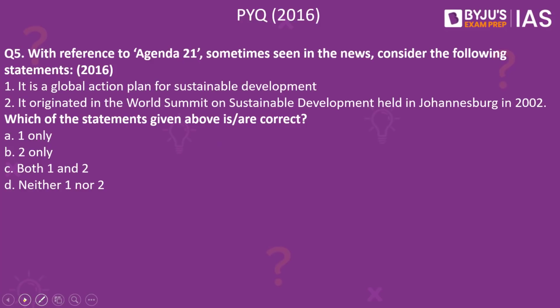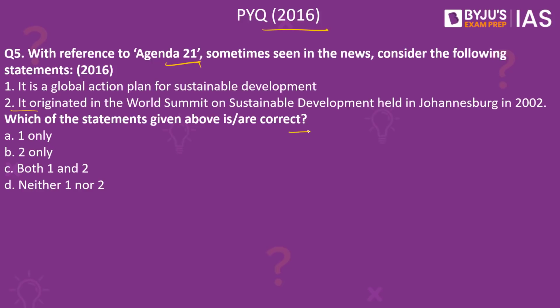Now let us take up a previous year question from Prelims paper 2016. With reference to Agenda 21, sometimes seen in the news, consider the following statements. One, it is a global action plan for sustainable development. Two, it originated in the World Summit on Sustainable Development held in Johannesburg in 2002. Which of the statements given above is or are correct?